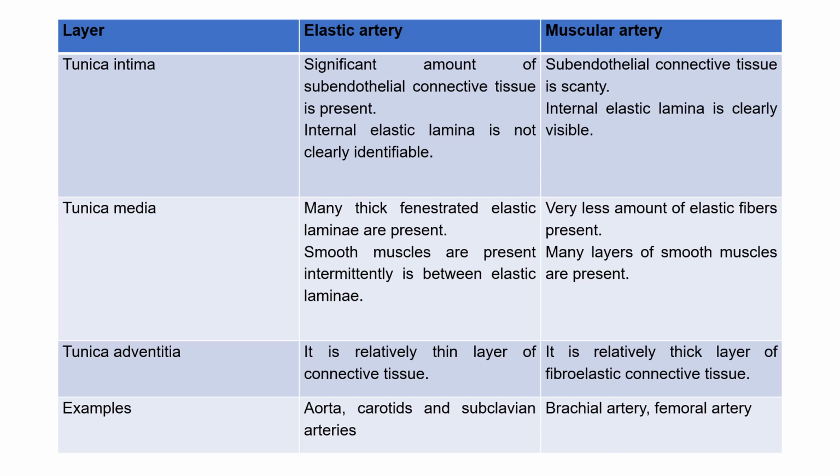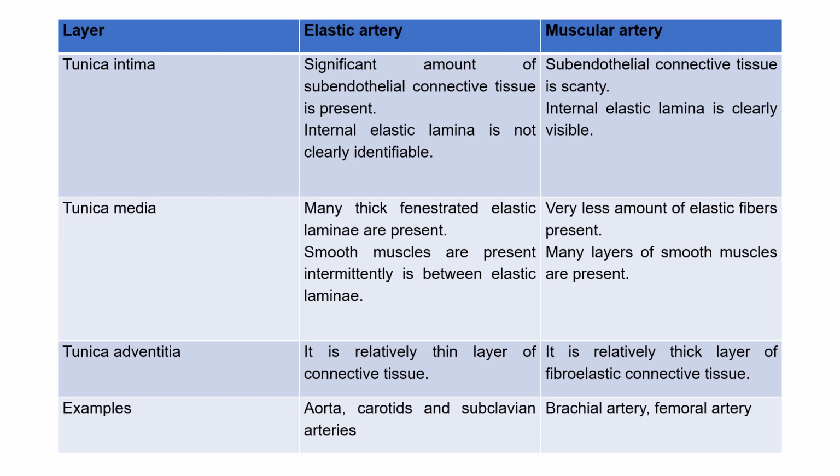Then the tunica media, in case of elastic artery, the identification feature by which you can identify the slide, the peculiarity of elastic artery is presence of large amount of fenestrated elastic lamellae in tunica media, and very small amount of smooth muscles are present intermittently between the elastic lamellae. In case of muscular artery, less amount of elastic fibers are there, and the identification feature of muscular artery is presence of multiple layers of concentrically arranged smooth muscles in the tunica media. Then the tunica adventitia is thin in elastic artery. It is comparatively thicker in case of muscular artery.